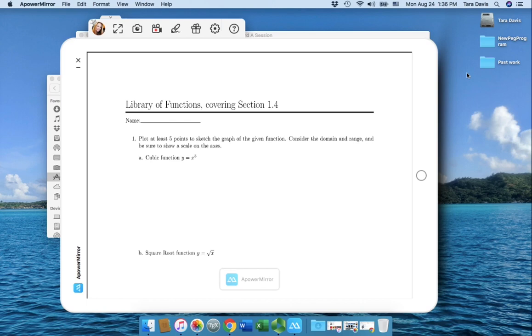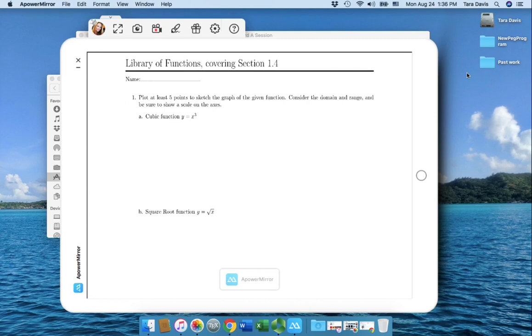For each of these functions, we're going to plot at least 5 points to sketch the graph, and we're going to consider the domain and range appropriately, and as always, be sure to show a scale on the axis. Okay, so the first one is the cubic function, which is y equals x cubed.